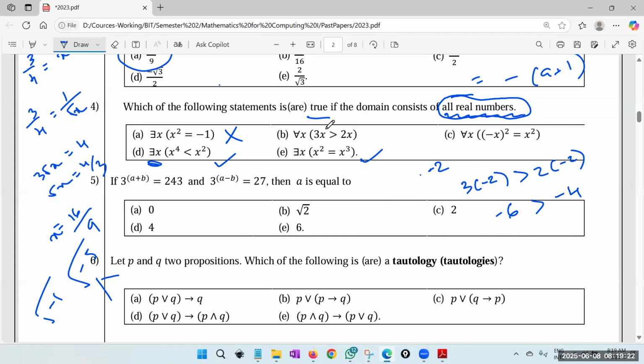right? This doesn't work because it says all x real numbers. For example, when I say minus 2, 3 into minus 2 is minus 6. It is not greater than minus 4. Minus 6 is lesser. It's on the left side. So therefore, this is not correct.